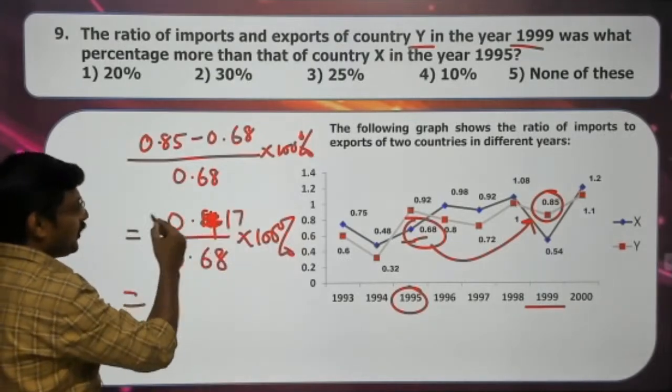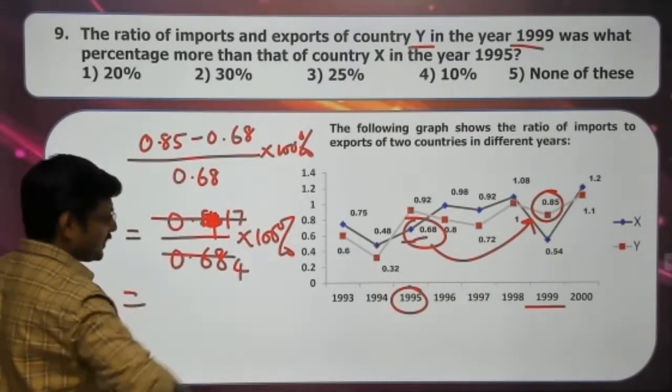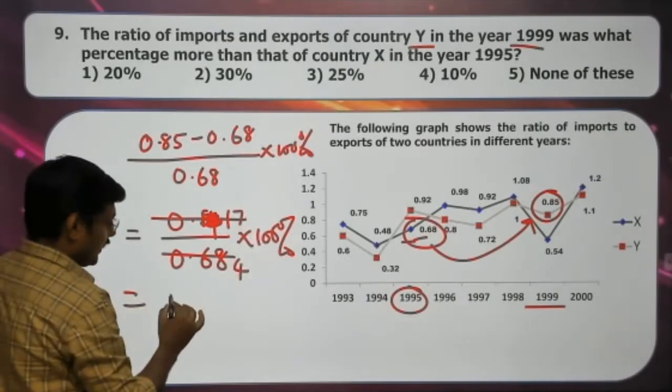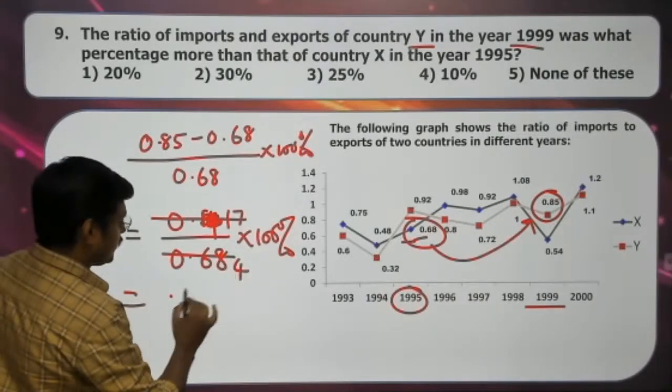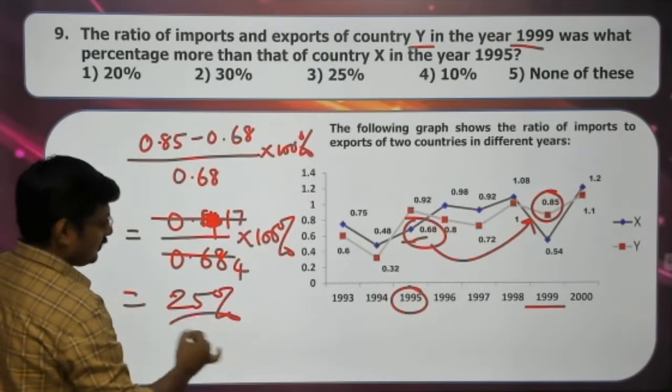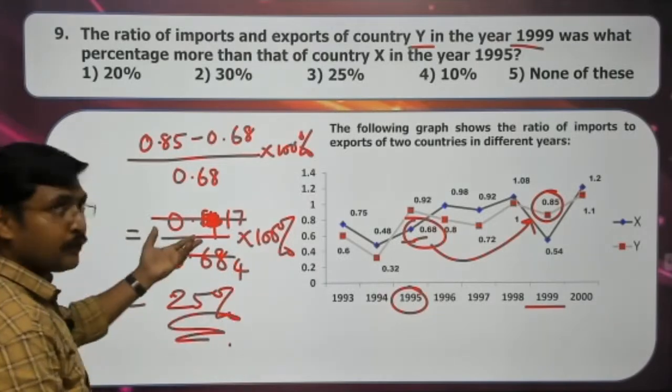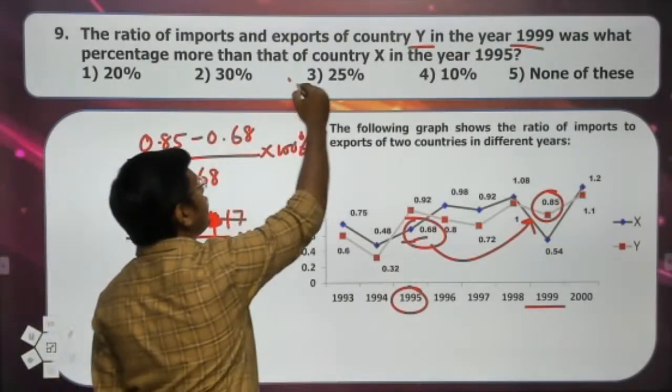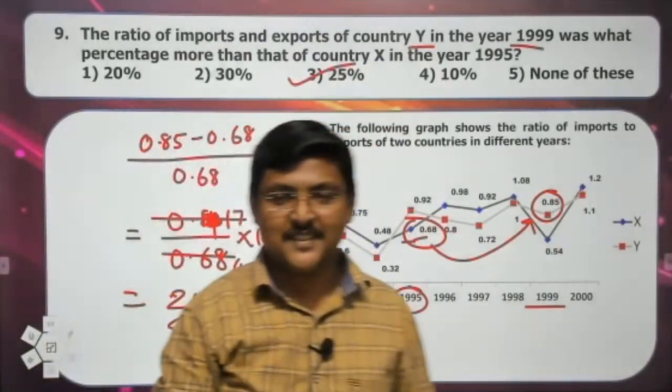We know that 0.17, 17, four times it is 68, so we can say that it is 25%, correct? So for this question, 100 by 4, it is 25%. The answer is option number 3, 25%.